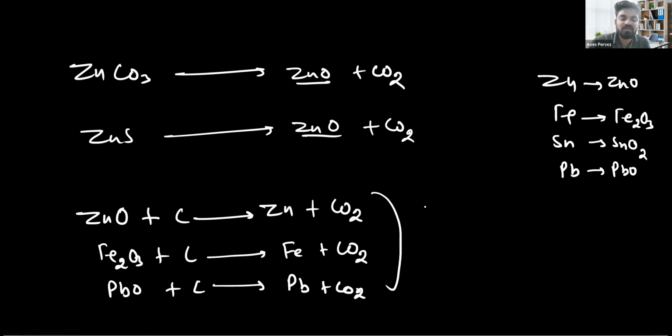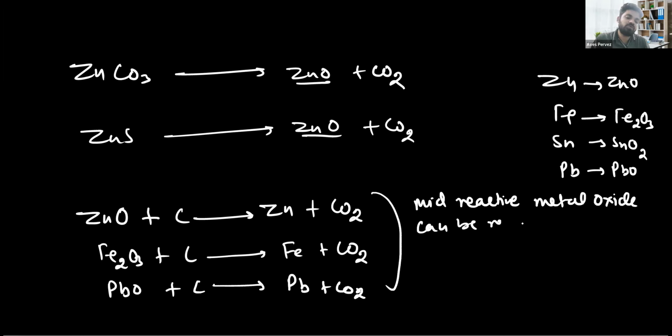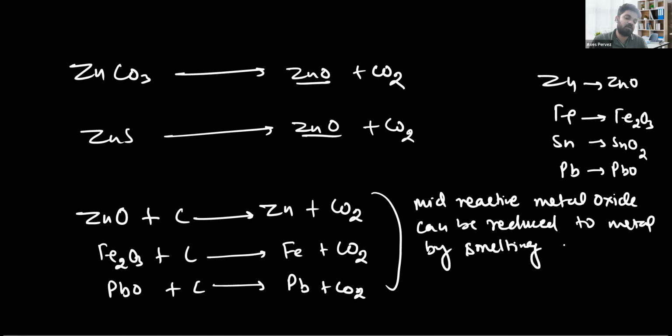So mid-reactive metal oxides can be reduced to metal by smelting. Smelting means reduction with carbon. Reduction with carbon. You understood? Note it down, please.